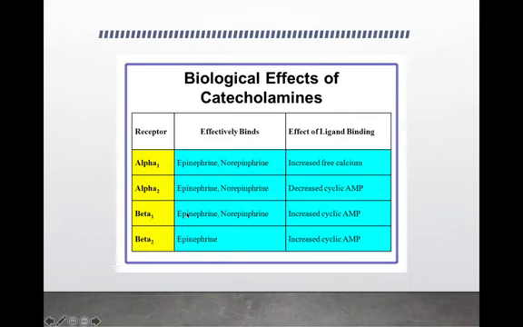Beta 1 also responds to epinephrine and norepinephrine equally, but beta 1 receptors are more sensitive to epinephrine and norepinephrine than alpha 1 receptors, and it works through the Gs proteins and increases cyclic AMP. Beta 2 receptors respond to both epinephrine and norepinephrine, but their effect is mainly due to epinephrine, not norepinephrine. The mechanism of action is the same: it is through the Gs proteins and it increases cyclic AMP.